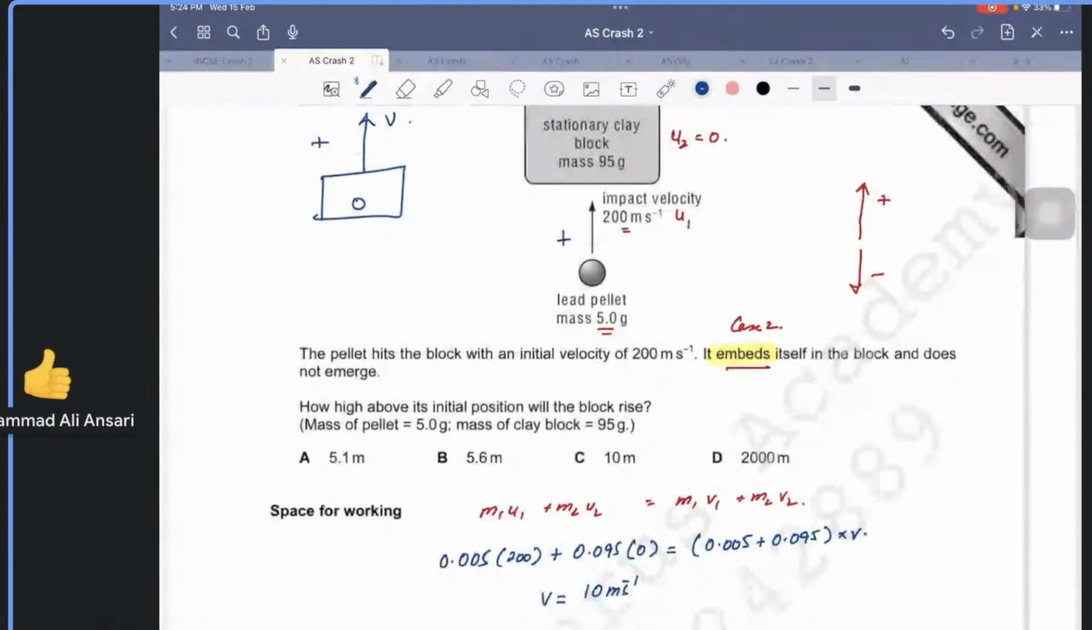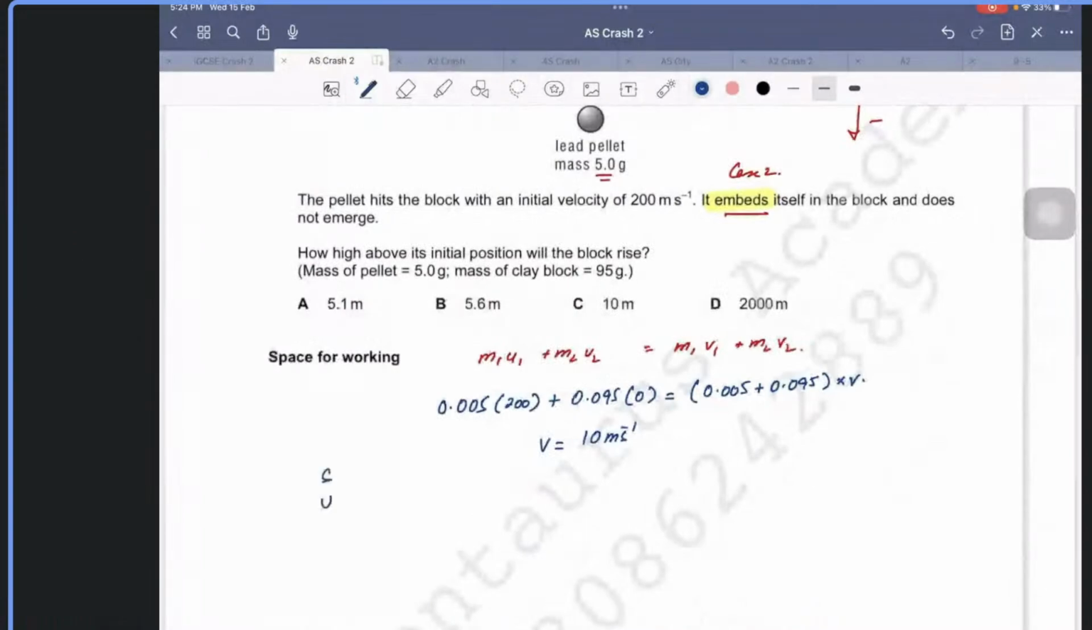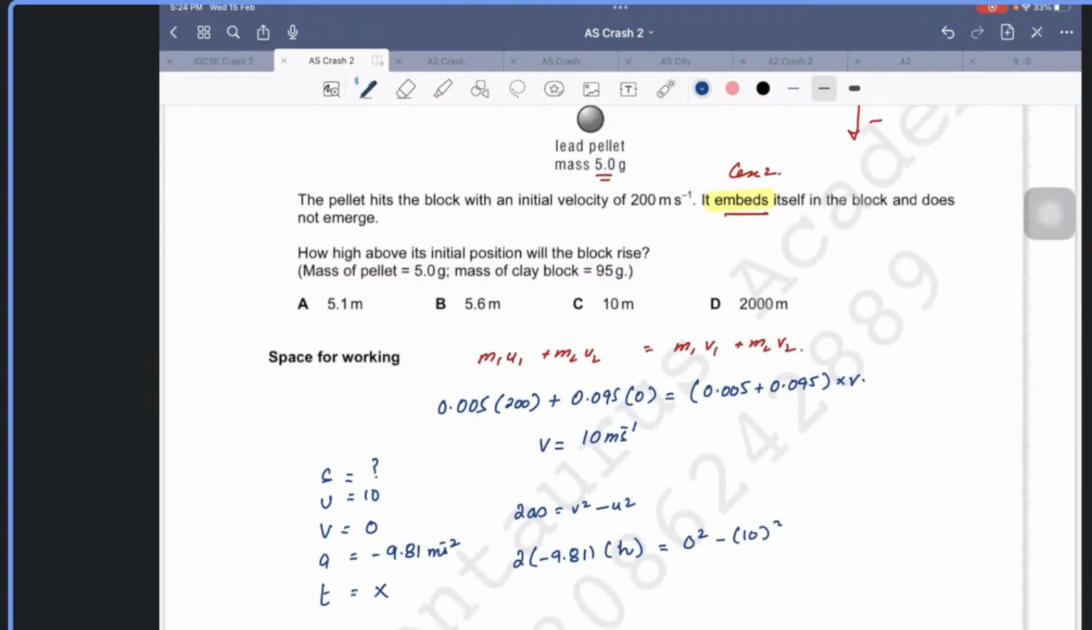Now what you're going to do is, you know that SUVAT: initial velocity is 10. We have to find the height, so displacement is this. Final we don't know. Final has to be 0, right? Because at maximum height vertically it would be 0. Acceleration will be minus 9.81 because it is going against gravity, and time is not given. So we're going to use 2as equals v squared minus u squared. So 2 times minus 9.81 times height equals 0 squared minus 10 squared. Can you guys find h, please?